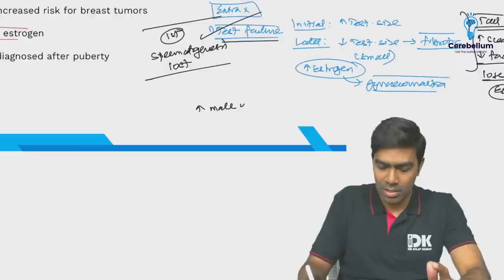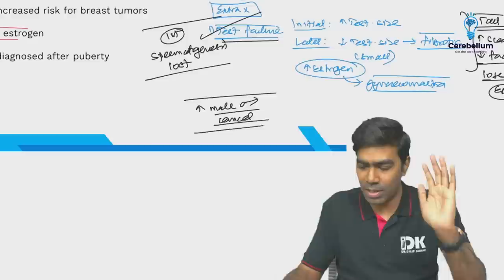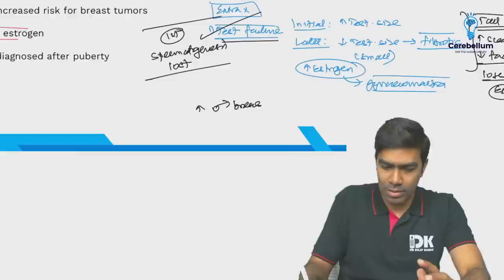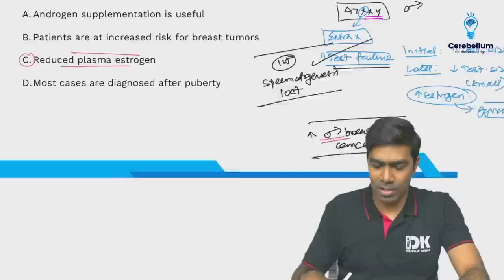Male breast cancer. Whenever you talk about male breast cancer, two things you need to know for exam. One is BRCA mutations and second is Klinefelter syndrome. I'll repeat, whenever you see a male breast cancer, think about two things. One is BRCA mutations. BRCA mutations also can cause male breast cancer, and second is Klinefelter syndrome, very important cause of male breast cancer. So increasing the risk of breast tumors in males.